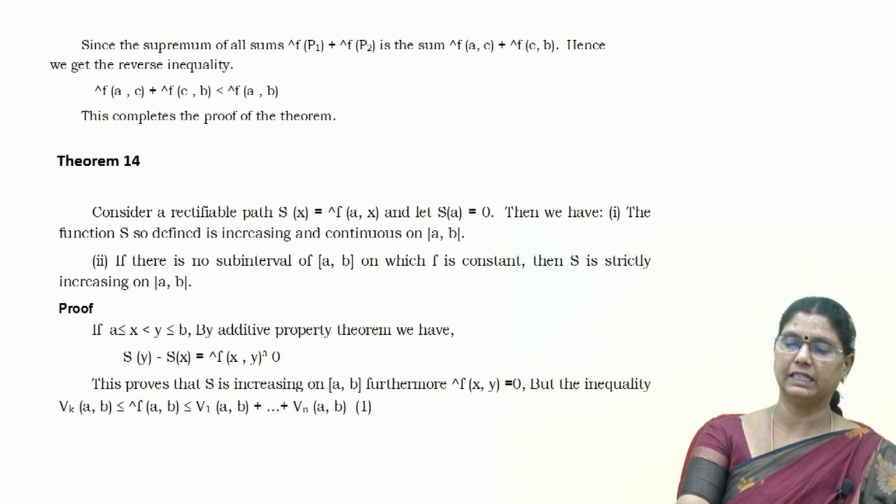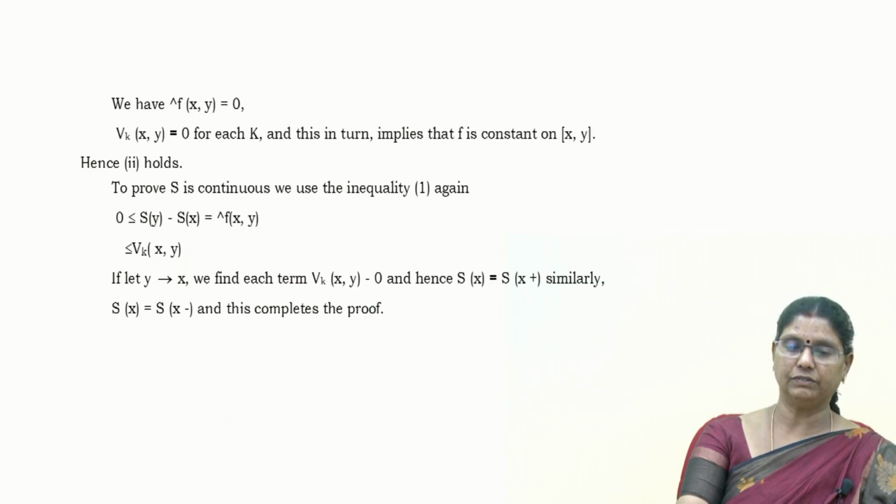Further, it is given that s(a) = 0 and here Λf(x, y) is equal to 0. But the inequality Vk(a, b) is less than or equal to Λf(a, b), which is less than or equal to V1(a, b) + ... + Vn(a, b). So, thus we have Λf(x, y) equal to 0, that is Vk(x, y) equal to 0 for each k, and this in turn implies that f is constant on the closed interval [x, y]. So, hence the condition 2 holds.